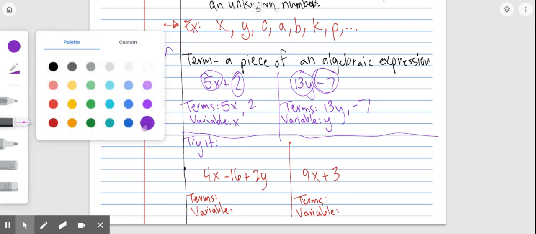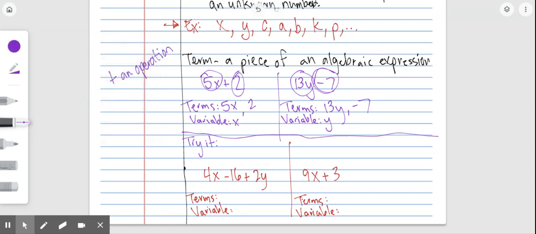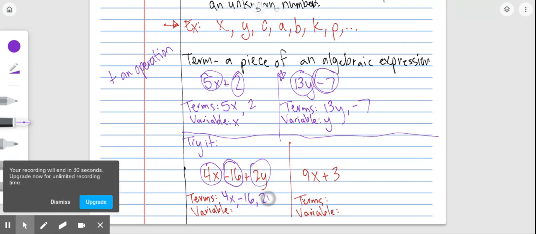Okay, hopefully you've finished that and you've come back. So we're going to start with terms. Okay, again, terms are separated by the addition or subtraction sign. So our first term is 4x. Okay, the second term, just like this example over here, is going to include that negative sign. So this is negative 16. And the final term is 2y. Okay, the variables in this one are the letters. So in this one, I see the letter x and the letter y.